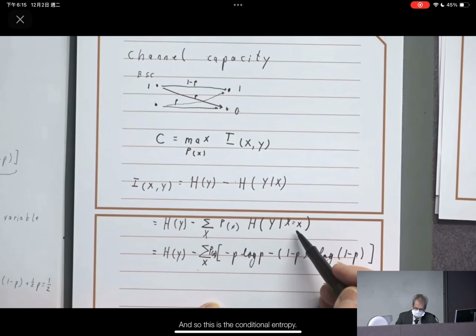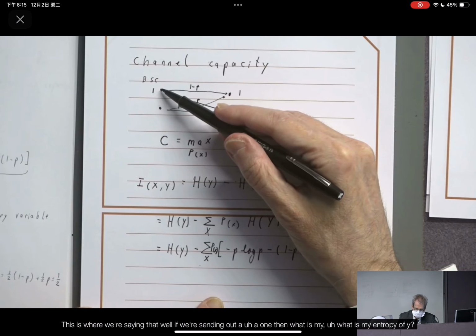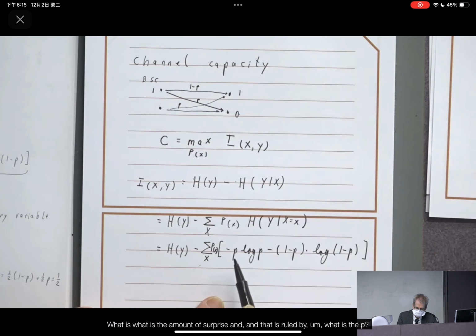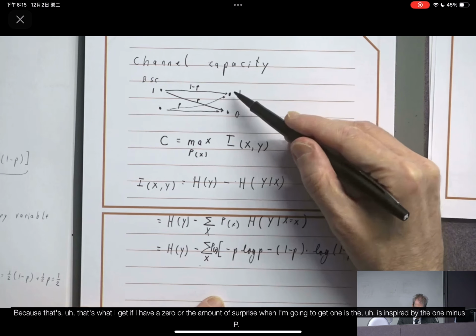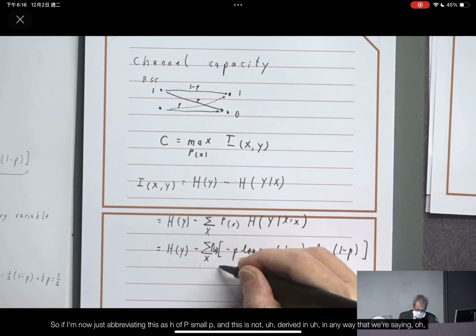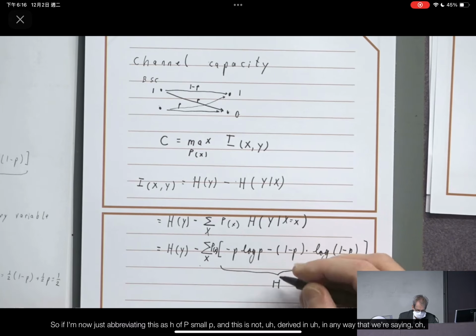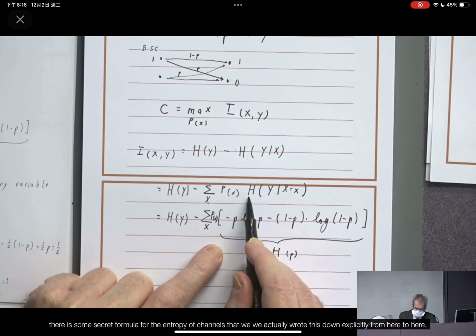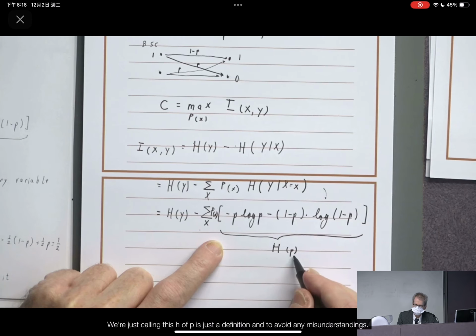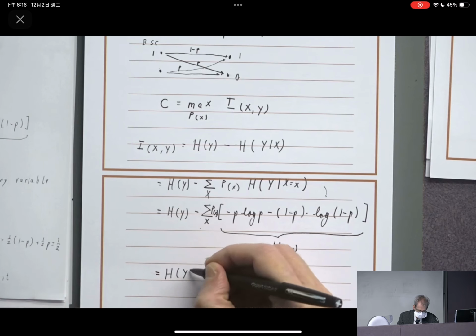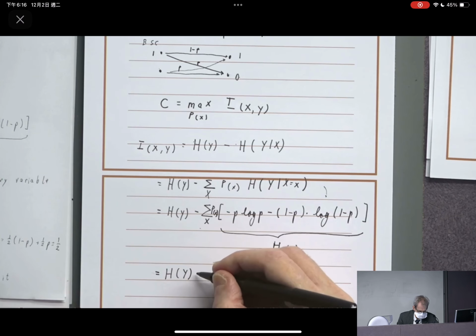Right? So this is the conditional entropy. This is where we're saying that if we're sending out a 1, then what is my entropy of y? What is the amount of surprise? And that is ruled by the p, because that's what I get if I have a 0, or the amount of surprise when I'm getting a 1 is ruled by the 1 minus p. So if I'm now just abbreviating this as h of p, small p, this is not derived in any way, we're not saying there is some secret formula for the entropy of channels, we actually wrote this down explicitly from here to here, whereas calling this h of p is just a definition, to avoid any misunderstandings. And so now I can write this as h of y minus h of p.